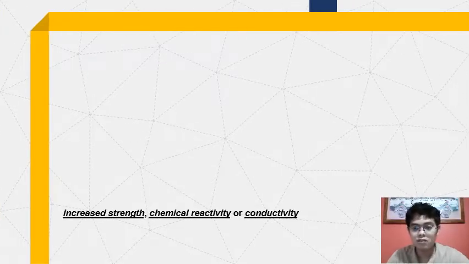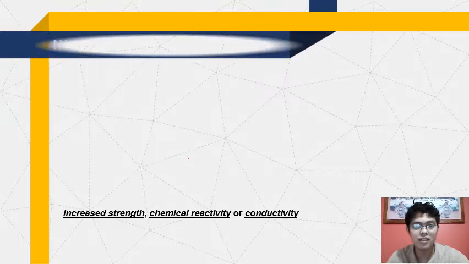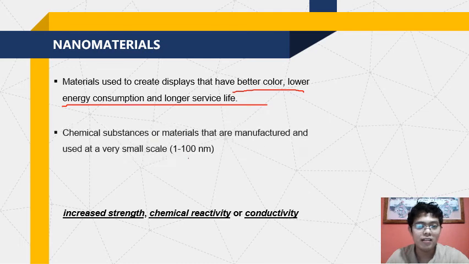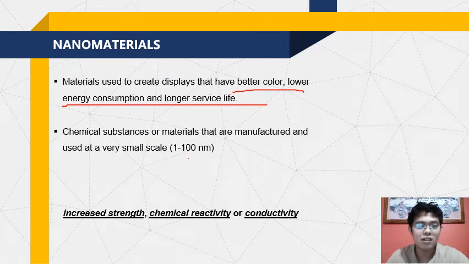Now, the subject of focus for the study of nanotechnology is nanomaterial. And nanomaterials are materials that are used to create displays that have better color, lower energy consumption, and longer service life. So these are the very important properties that these materials should have. And nanomaterials can be manufactured and used at a very small scale, 1 to 100 nanometers in size.